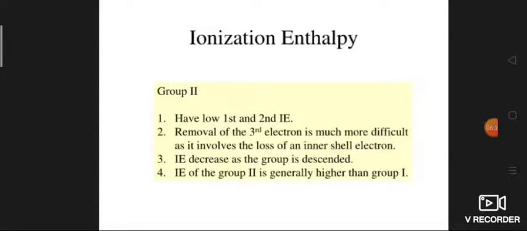So group 2 has low first and second ionization enthalpy, but the third ionization enthalpy is much higher. So ionization enthalpy decreases as the group is descended. Ionization enthalpy of group 2 is generally higher than that of group 1.